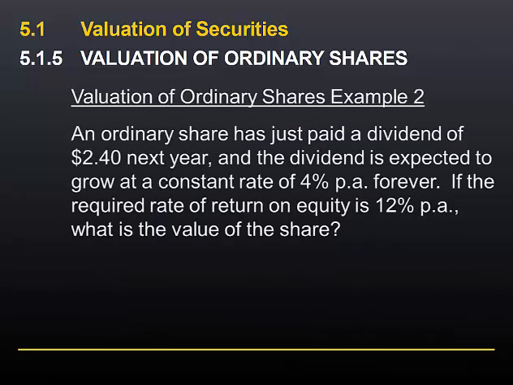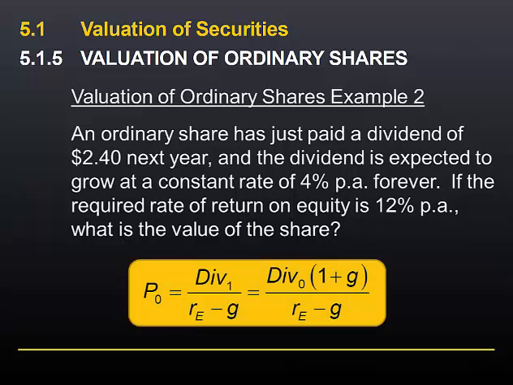This is similar to the previous problem. The only difference is that the share has just paid a dividend of $2.40, and the dividend is expected to grow at 4% per annum from now on forever. So we have div0, and once again we have RE minus G. So what is the value of the share?